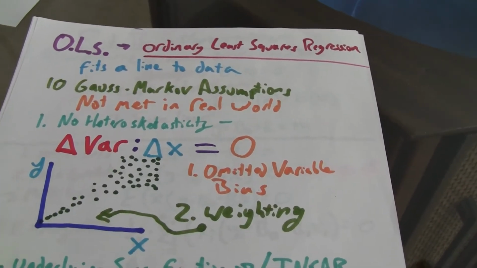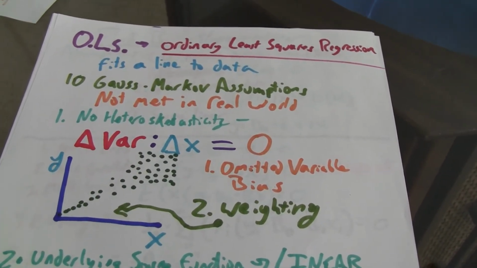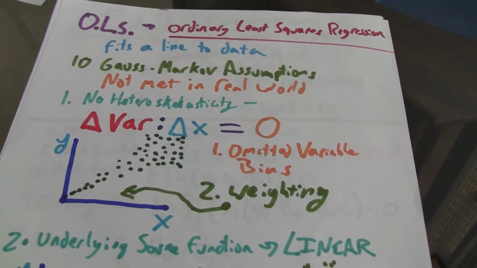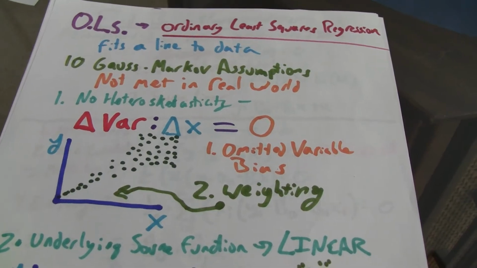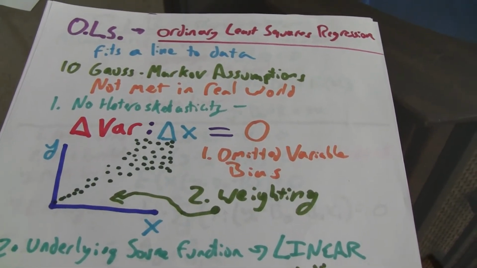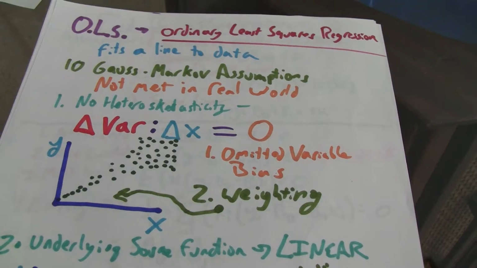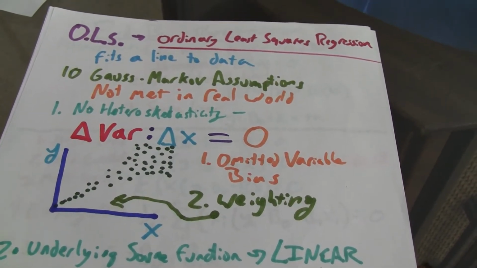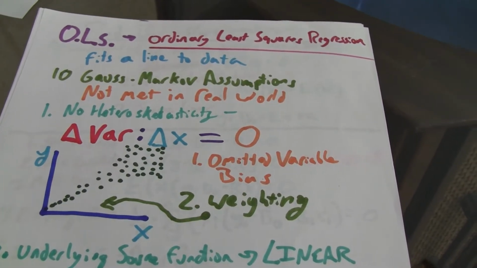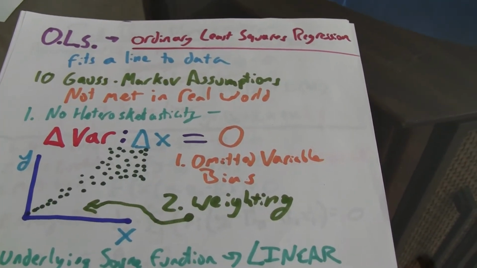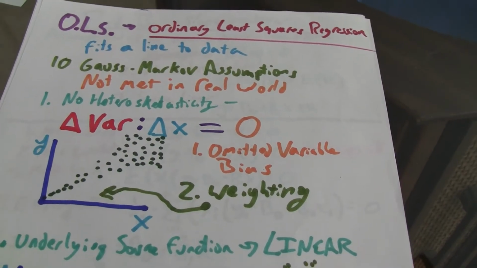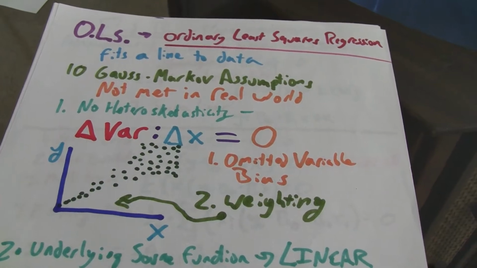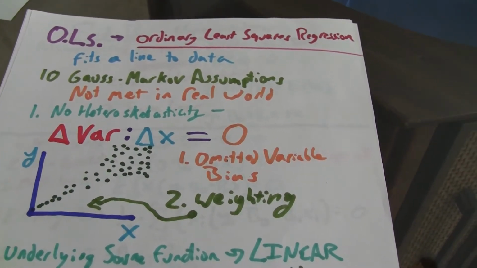So what it's called is OLS, ordinary least squares regression, and that fits a line to the data. In order for that to work, we have to meet a number of assumptions. There's about 10 of these, depends on how you count them. A lot of these assumptions are very similar to each other and can be combined into one assumption, or the assumptions can be broken down into more specific assumptions. So there's not really a set number of Gauss-Markov assumptions. But the thing is, none of these assumptions are rarely met in the real world.